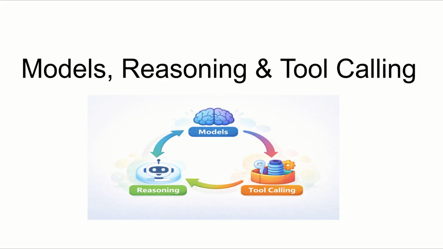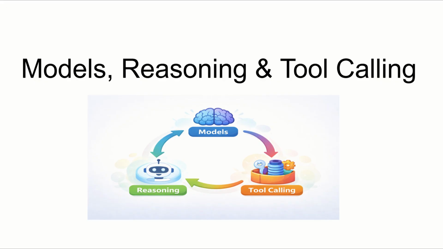For a long time, we treated large language models as the product. We asked a question and we waited for an answer. But real systems don't work like conversations. Real systems work like processes. They need to understand context, they need to make decisions, they need to interact with real data. And most importantly, they need to change direction when something doesn't go as expected.